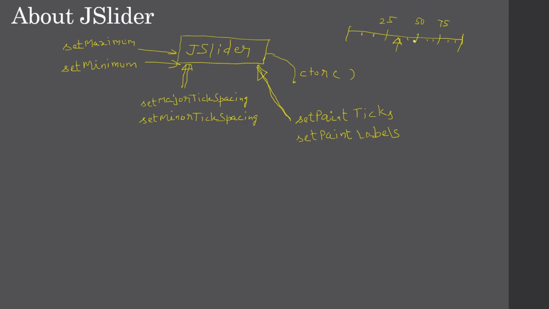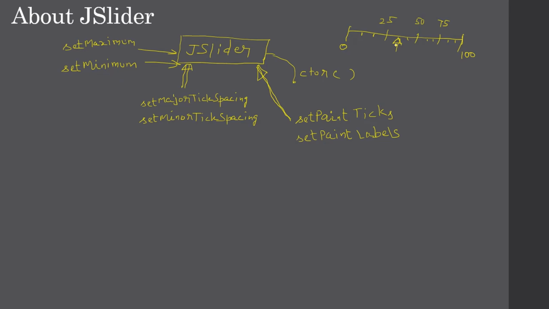So these labels are marked based on the maximum and minimum value you are setting here. For example, we are setting minimum as 0 and maximum as 100. So based on this minimum and maximum value and major tick spacing and minor tick spacing, Java will decide what label to paint. That means it actually paints the integer number, but what value is decided on these parameters that we set to the JSlider component.